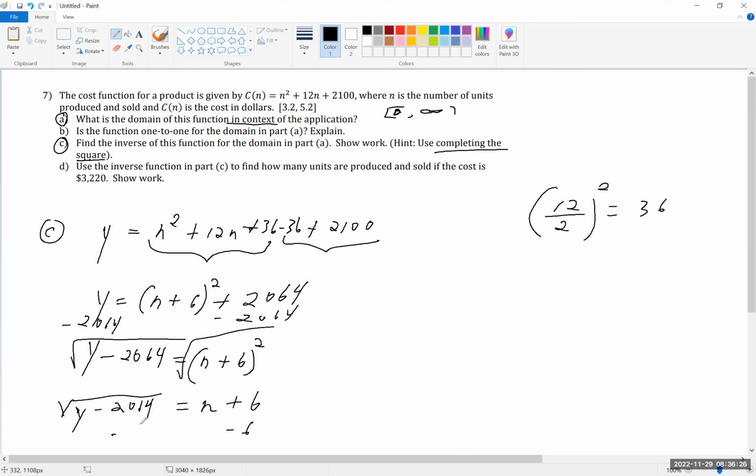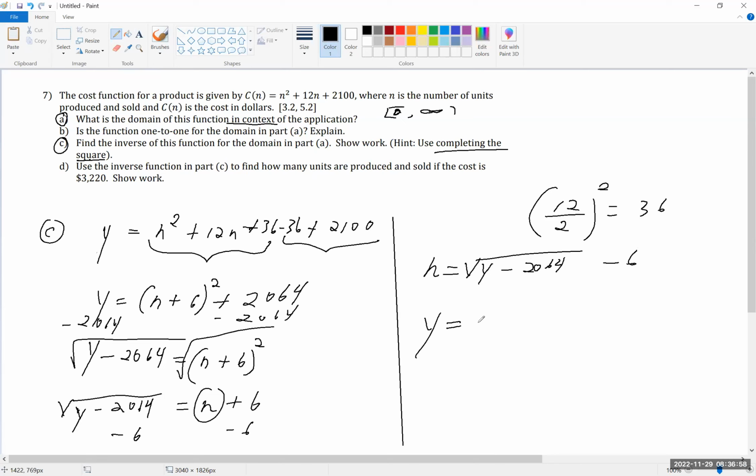And then the last thing, well, I've got two more steps. I'm going to move these two to opposite ends, just because it's what I need to do. And now I'm going to swap the y and the n. That's the whole reason for doing that, except n no longer means number of units because I'm doing the inverse. And then I'm going to replace with the inverse.